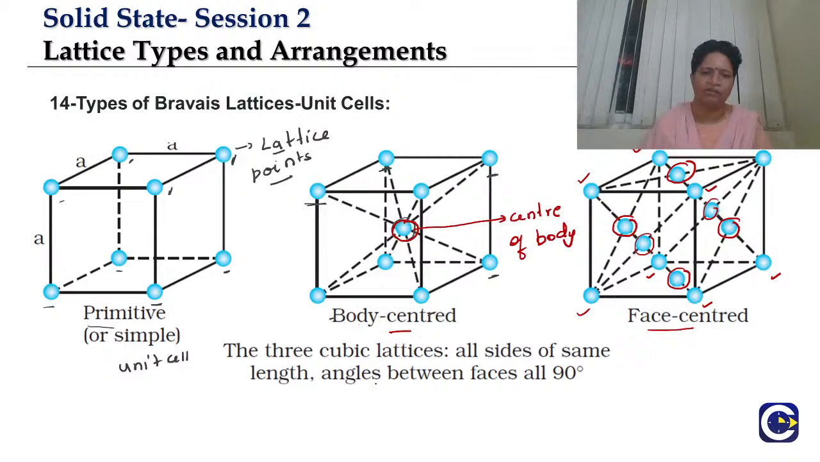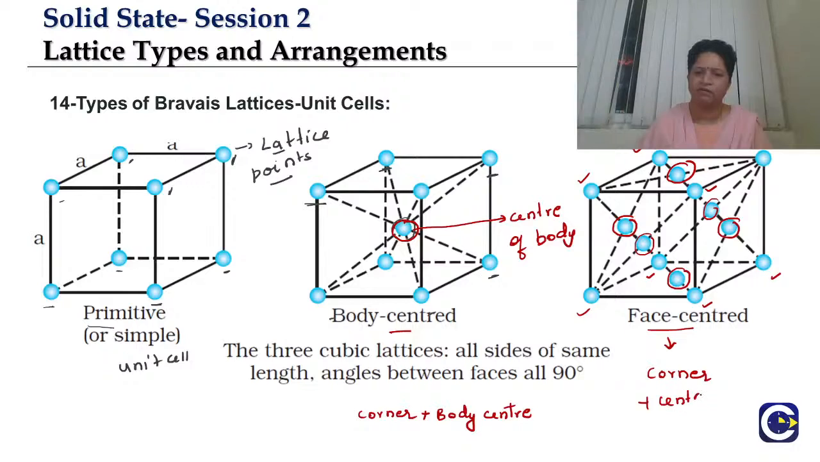So in body centered, what do we have? Corner plus body centered. In face centered, we'll have corner plus center of face. In case of primitive, we only have it along the corners. Hope this part is clear.